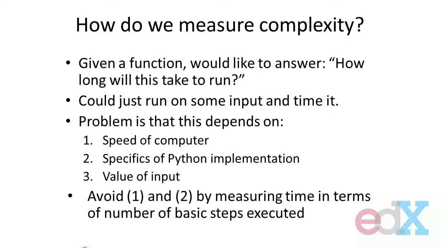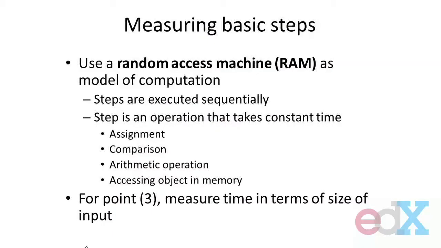So how do I get rid of these factors? I want to be able to make general statements about complexity. Well, for points 1 and 2, I can avoid those by measuring time not in terms of actual elapsed time, but in terms of the number of basic steps that the computer executes. We'll come back to 3 in a second. But we're going to start with thinking about how do we avoid 1 and 2. And for that, we use what's called a random access machine model. We're going to use that as our model of computation.